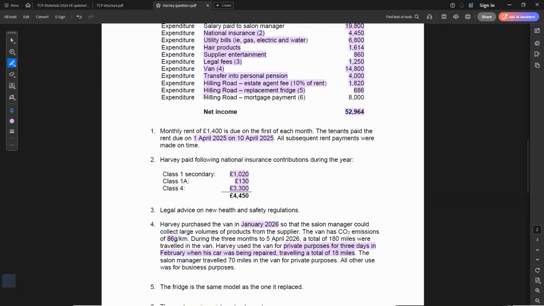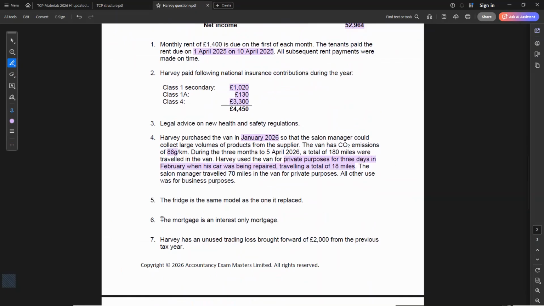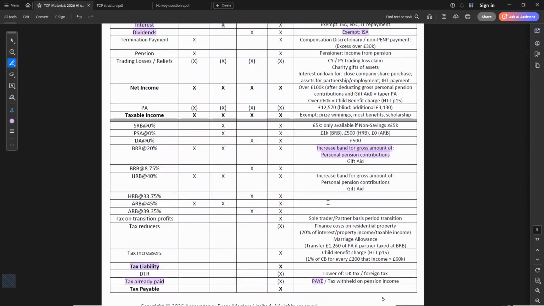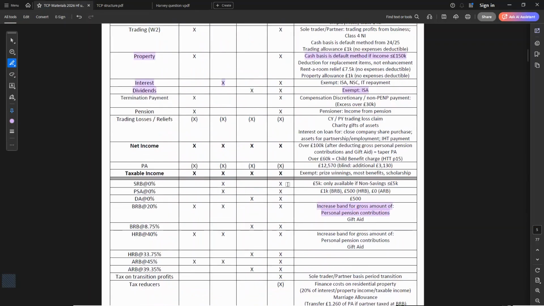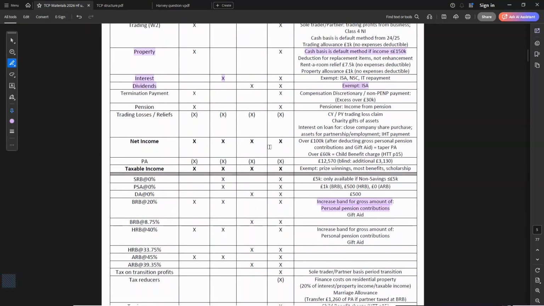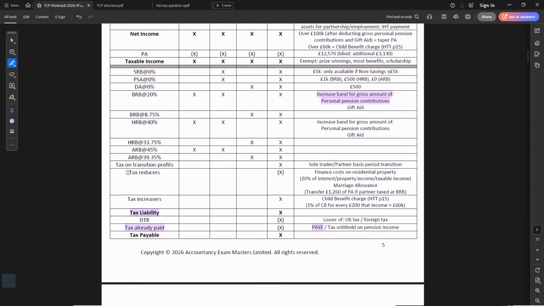And then Hilling Road mortgage payment, £8,000 with note 6. The mortgage is an interest-only mortgage. When we looked at the property class, we said that interest payable on a mortgage is not tax deductible from the property income itself, but it can be deducted down here as a tax reducer. So finance costs payable on a residential property, and this is capped at 20% of the interest. So we would look at 20% of the 8,000. Or if the property income is lower than the 8,000, or the taxable income is lower than the 8,000, then it will be capped at these amounts.